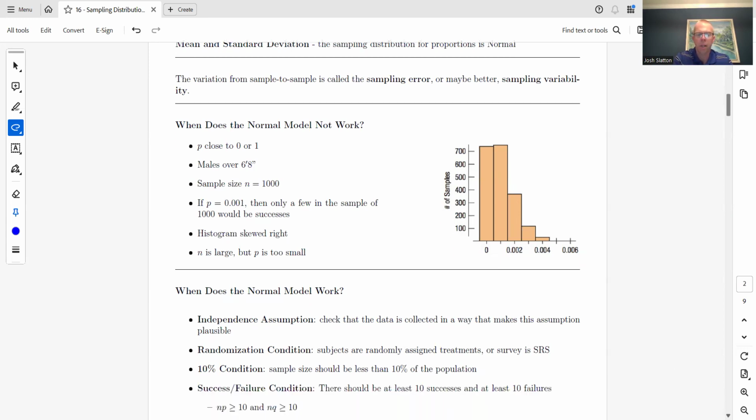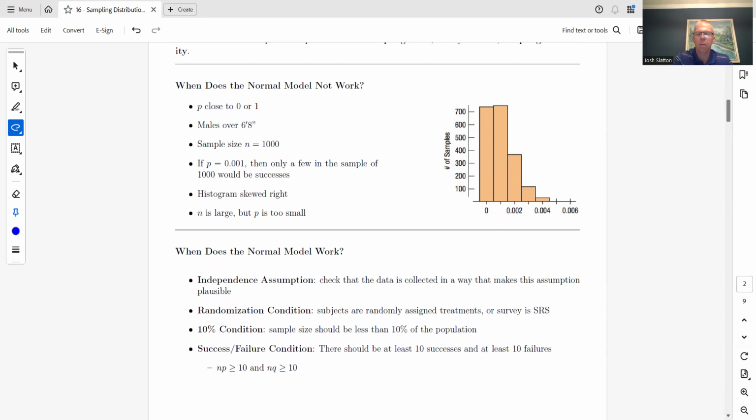So when does it work? Now, these are the conditions for when we can use the normal model, and you will need to memorize these, but again, you'll probably see these enough that you won't have to try too hard to memorize them. But first, we have the independence assumption. Check that the data is collected in a way that makes this assumption plausible. And the randomization condition. These two are pretty related. If the sample is collected randomly, you can pretty much assume independence.